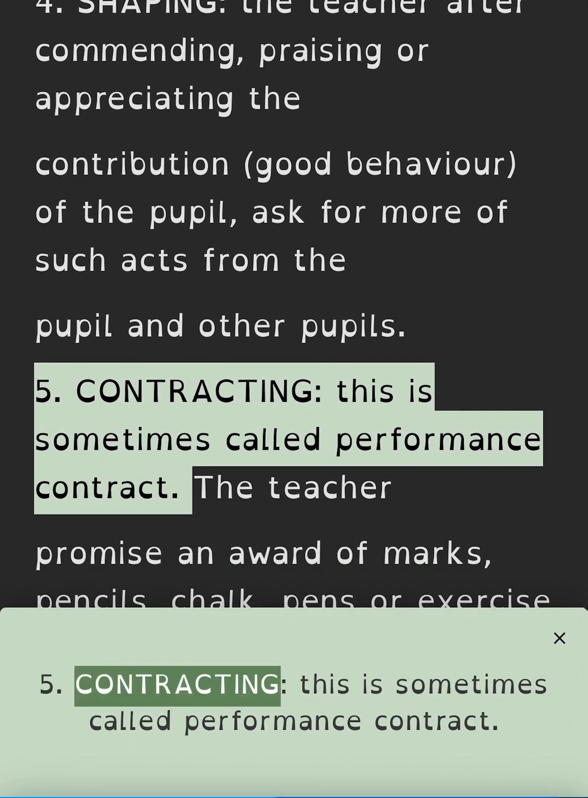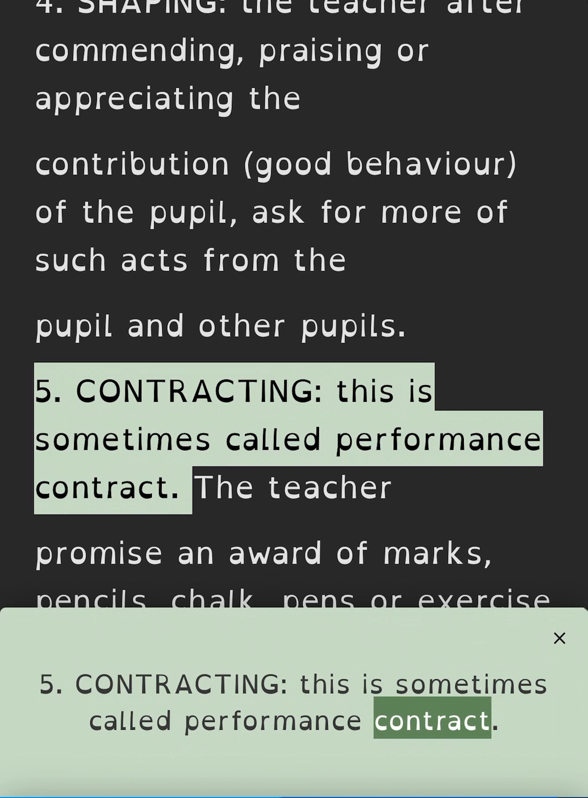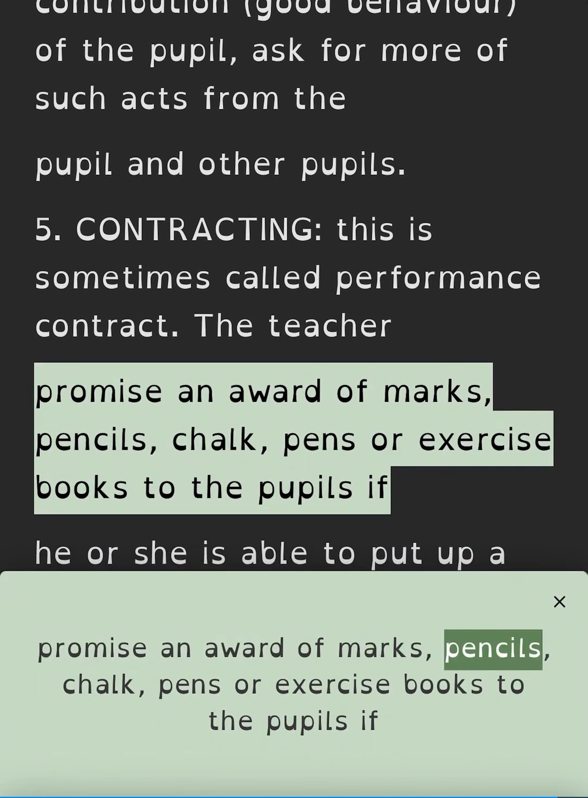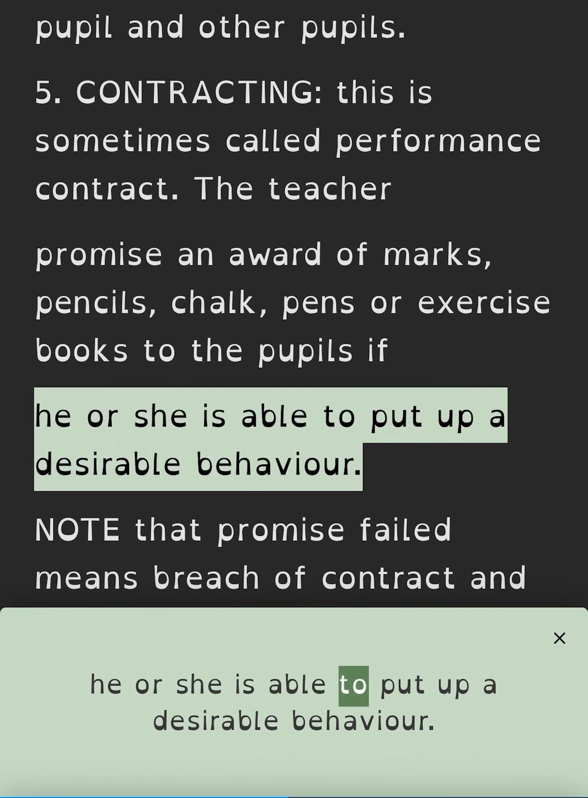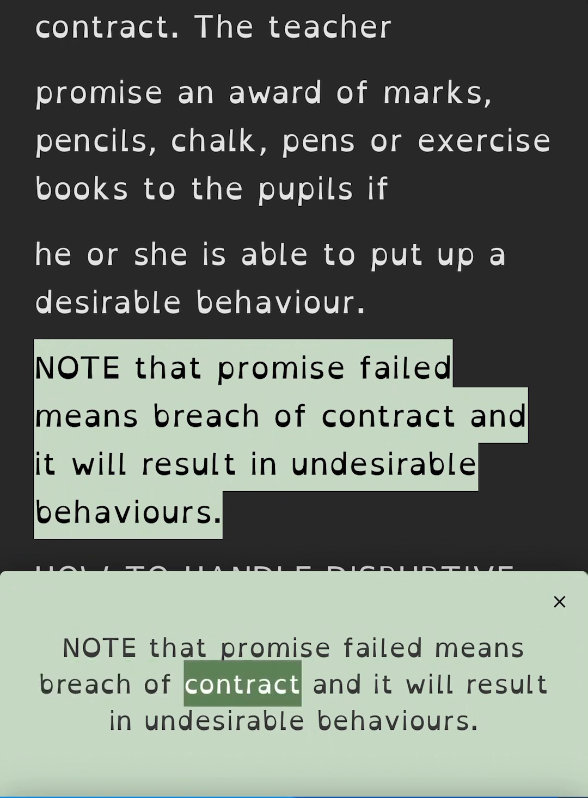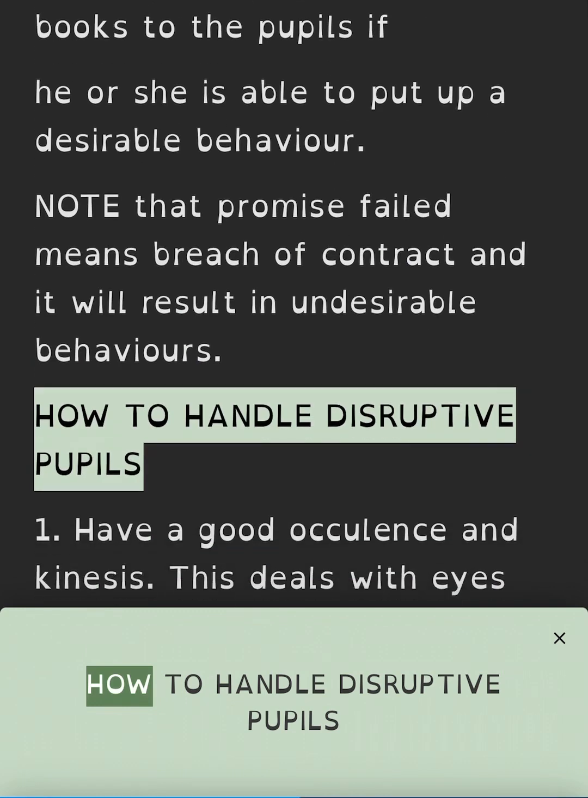5. Contracting. This is sometimes called performance contract. The teacher promises an award of marks, pencils, chalk, pens or exercise books to the pupils if he or she is able to put up a desirable behavior. Note that a failed promise means breach of contract, and it will result in undesirable behaviors. How to handle disruptive pupils.